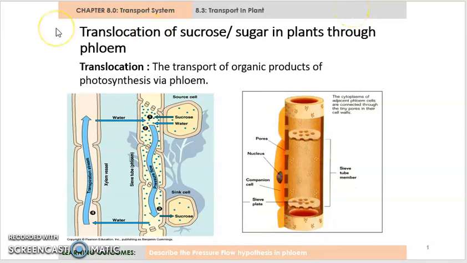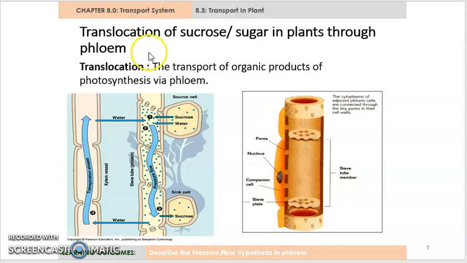So now let's discuss the last part in chapter 8, transport. Right now we look at the process of translocation of sucrose or sugar in plants through phloem. In the last video kita dah discuss berkaitan dengan xylem. So right now kita akan proceed with phloem.